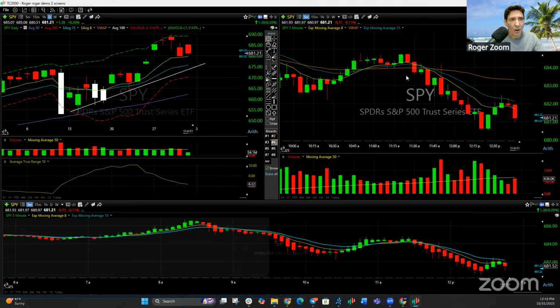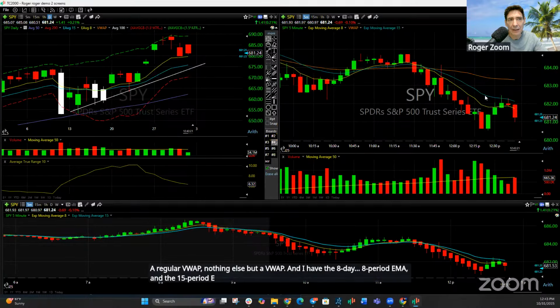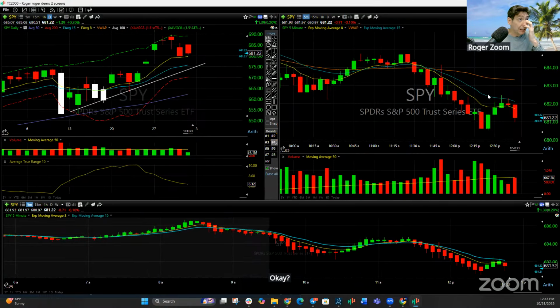The intraday chart, this is a 5-minute chart. All I have here is the VWAP, just a regular VWAP. Nothing else but a VWAP. And I have the 8-period EMA and the 15-period EMA. That's all I have here. Nothing else. Nice and clean. Everything else I have the Alpha Zone Pro for.